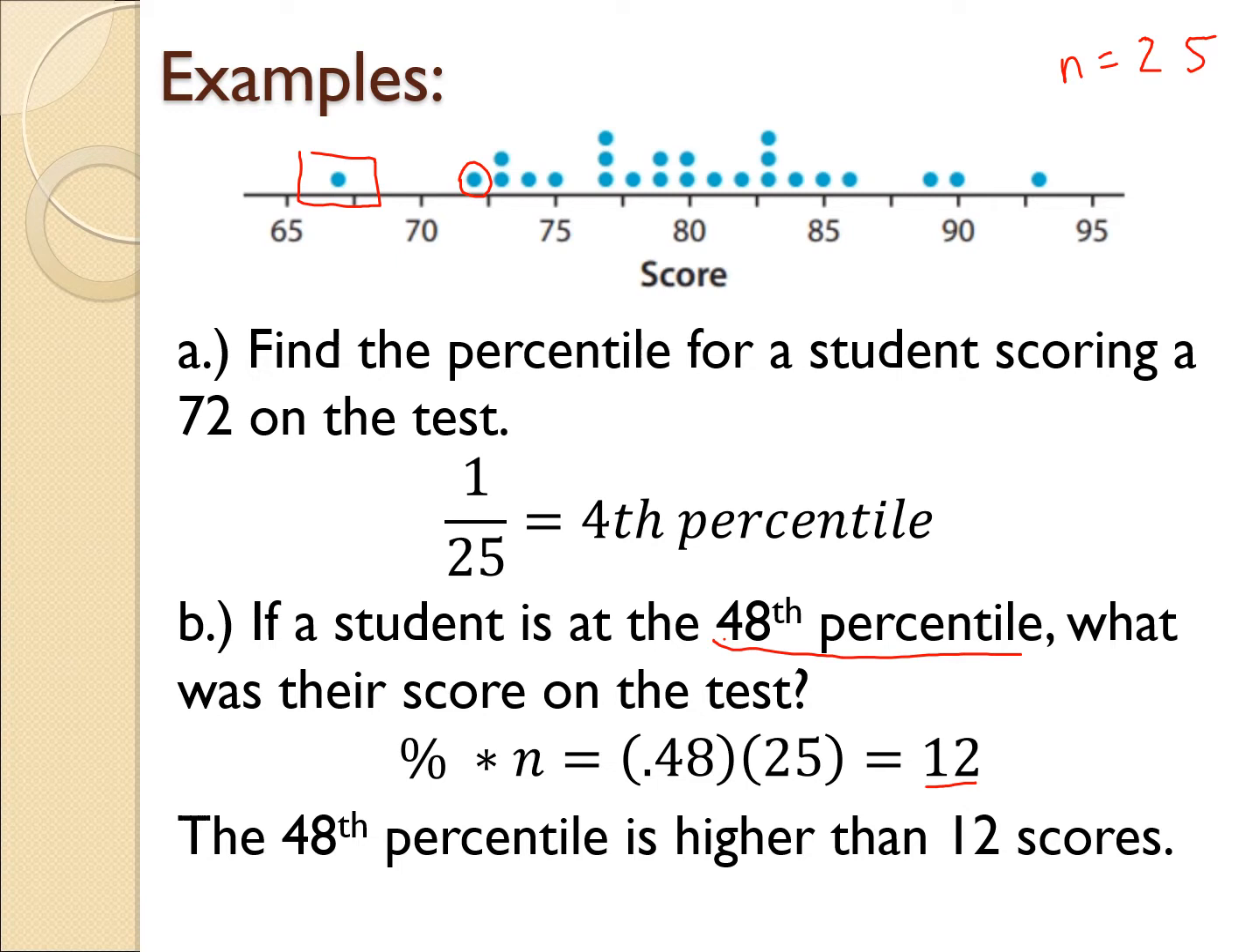So then we're just going to count up from the bottom: 3, 4, 5, 6, 7, 8, 9, 10, 11, 12. Those are the 12 that it's higher than, which means that value, 80, is the 48th percentile.